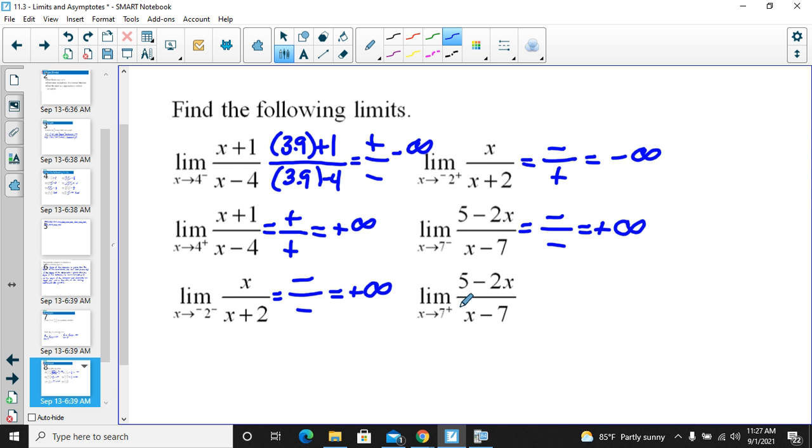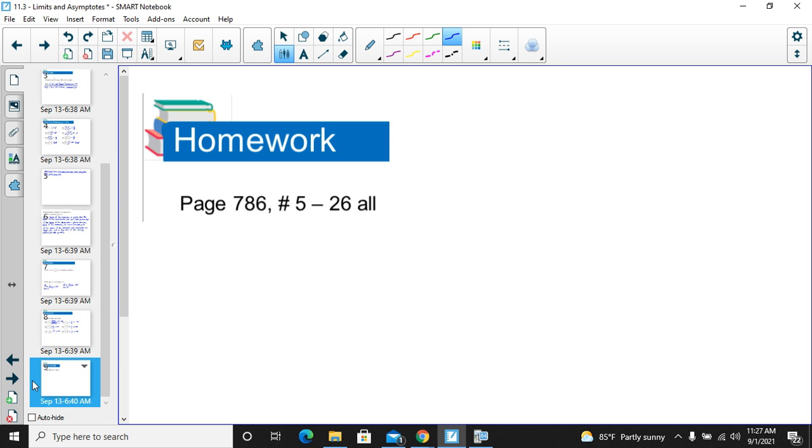And 7.1 would be just to the right of 7. So if we plug 7.1 in here, I will get a negative in the numerator, a positive in the denominator. So this will go to negative infinity. Any questions or concerns about one-sided limits as we approach a vertical asymptote? Nope. Sweet. All right, and that is it for the day.